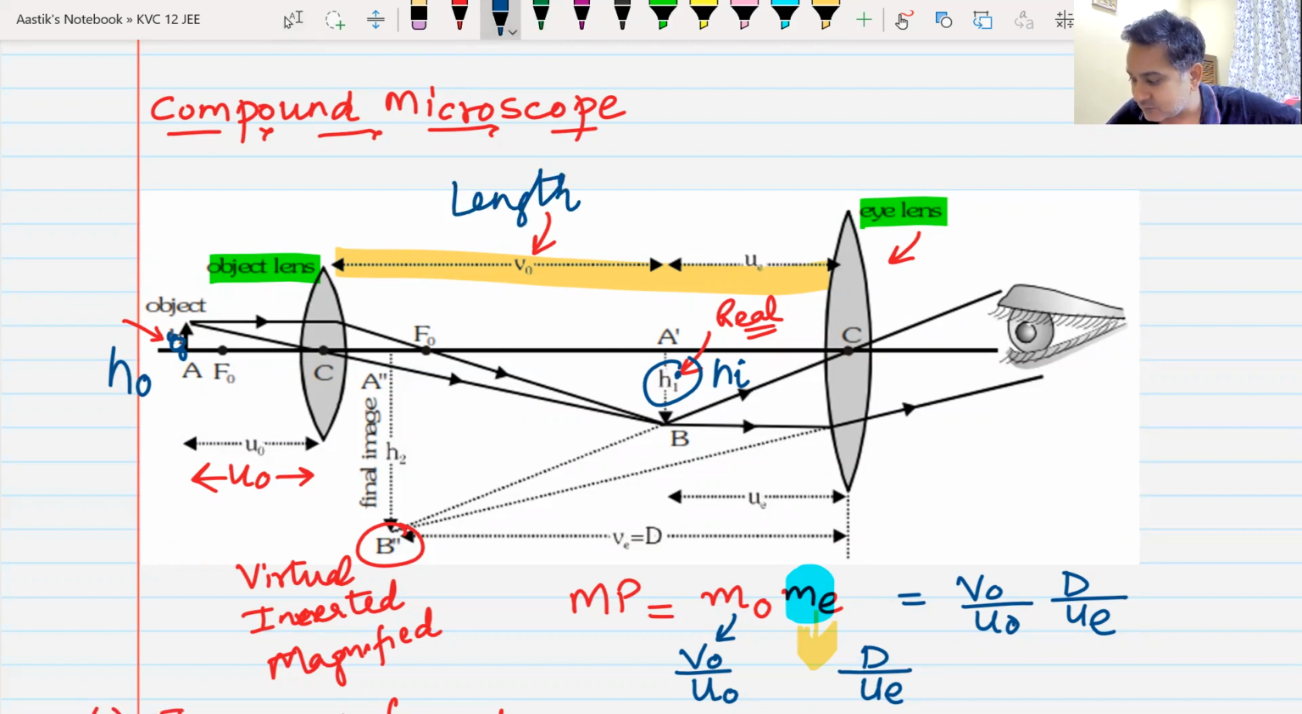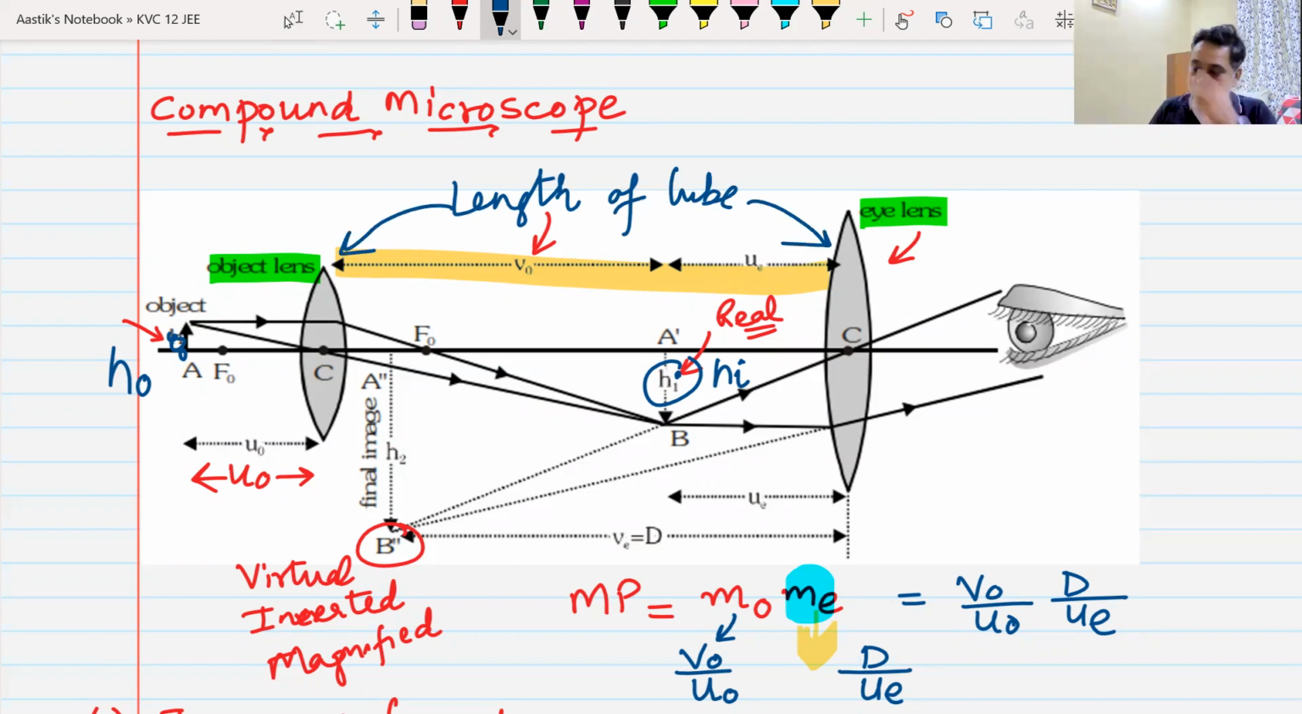Yes, this is the length of the tube, from the objective to the eyepiece. This is the case when the image is formed at infinity, my dear friends.